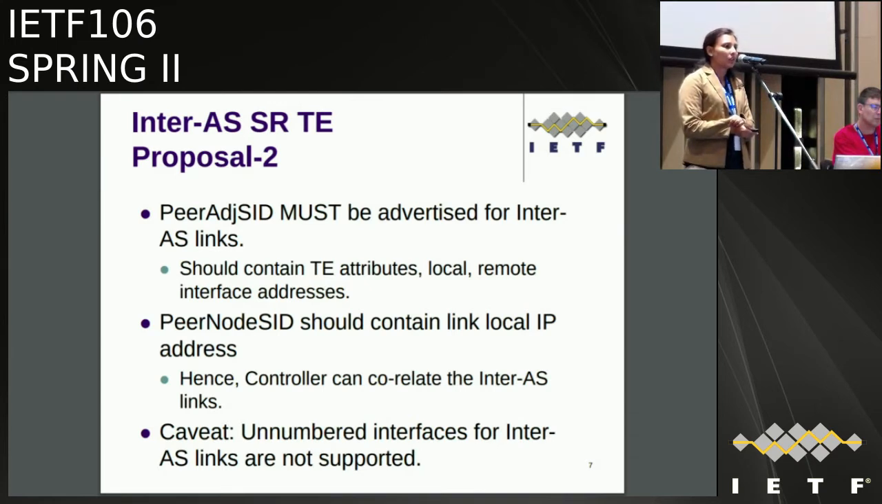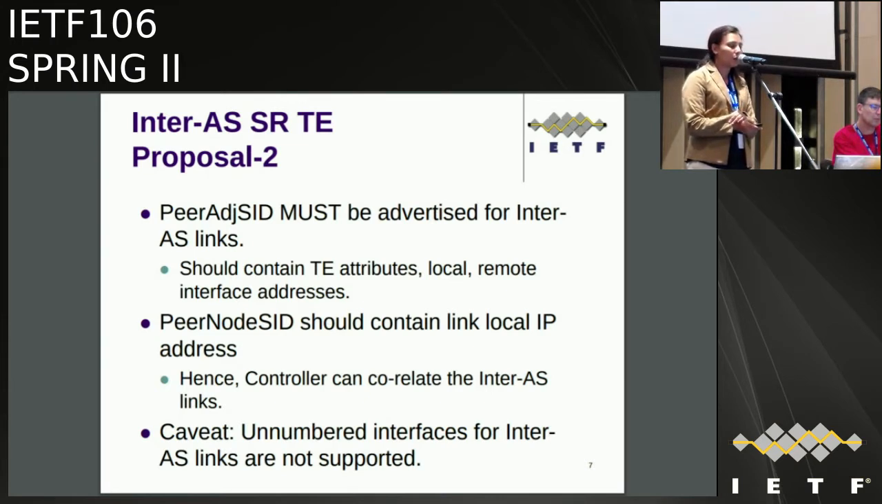So peer node SID can be used for load balancing: you have one SID and you can load balance your traffic across the two links. But you should separately also advertise a peer adjacency SID and associate all the traffic engineering attributes to that adjacency SID. So this draft mandates the advertisement of peer adjacency SID, even though you advertise peer node SID.